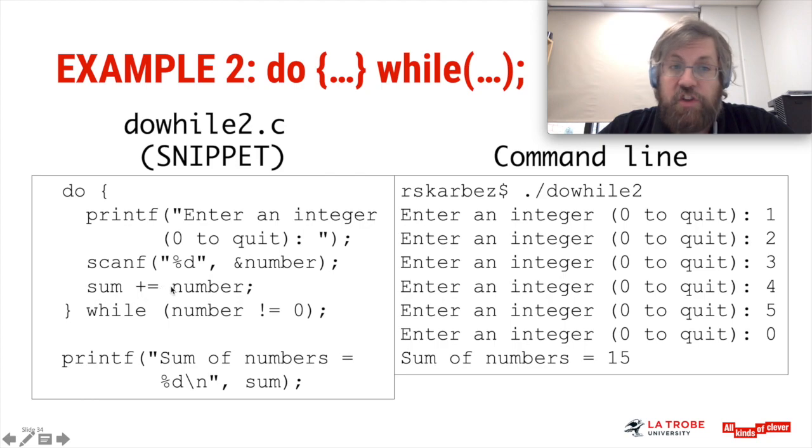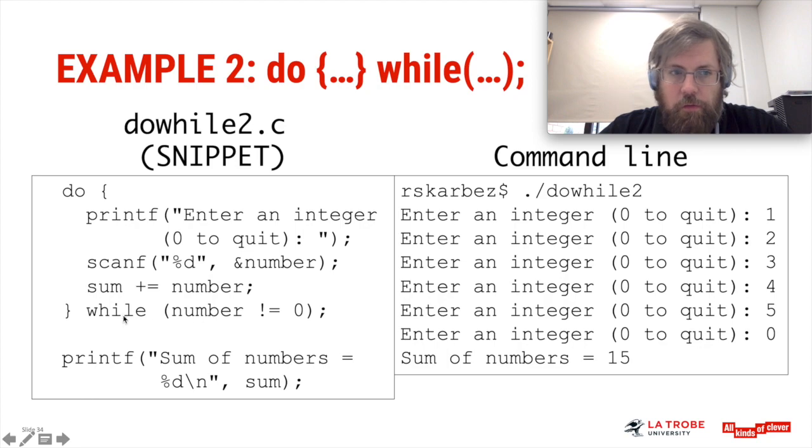Add 2 to sum. Is 2 equal to 0? No. So we loop. Enter an integer, 3. Add 3 to sum. Is 3 equal to 0? No. So we loop. Enter an integer, 4. Add 4 to sum. Is 4 equal to 0?